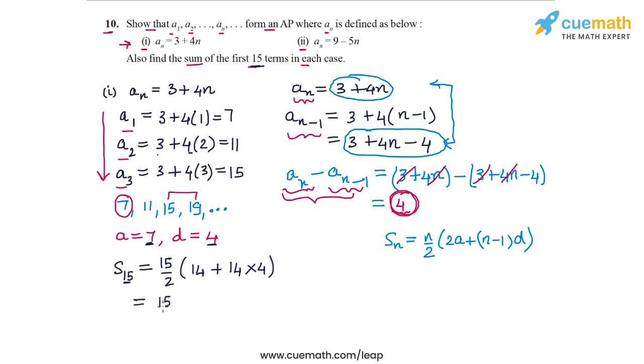So we get 15 by 2 into 14 plus 14 into 4, which is 56. 56 plus 14 is 70. So 15 by 2 into 70, or 15 into 35. So 15 into 35 is equal to 525. So the sum of the first 15 terms in part 1 is 525. Now similarly, let's do part 2.